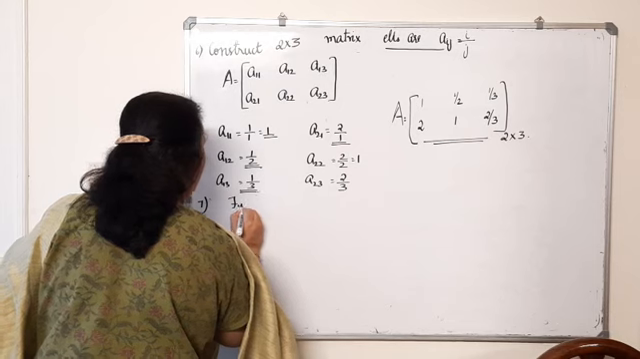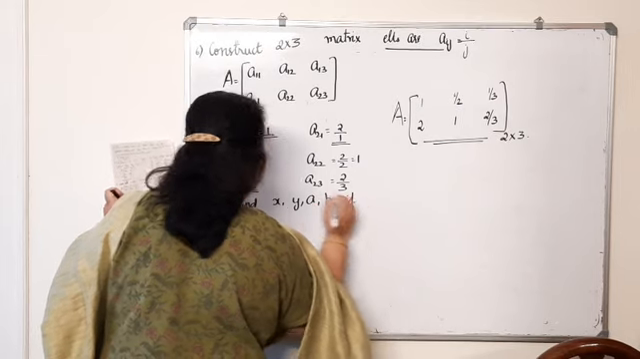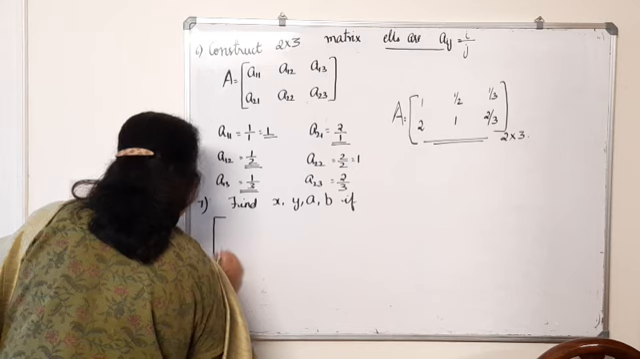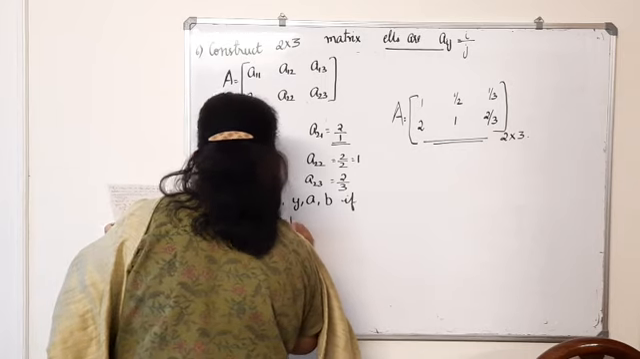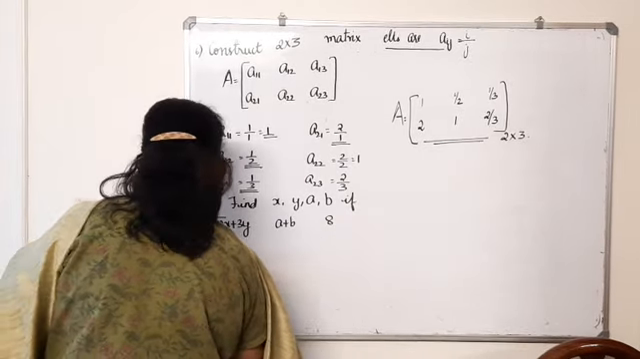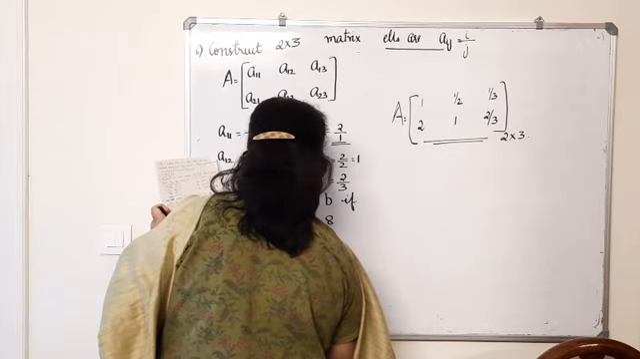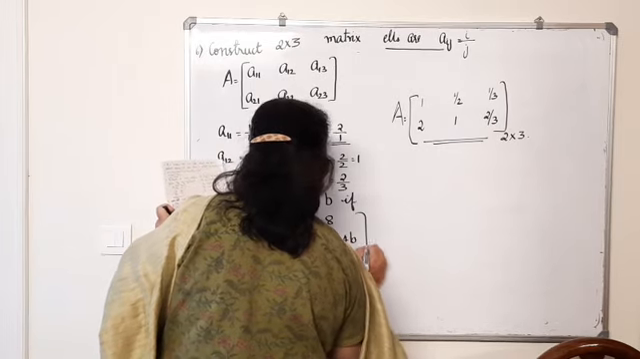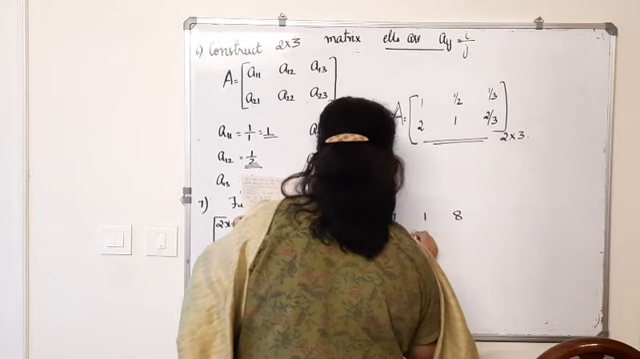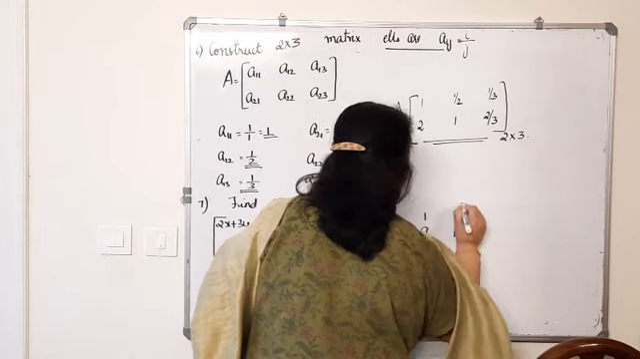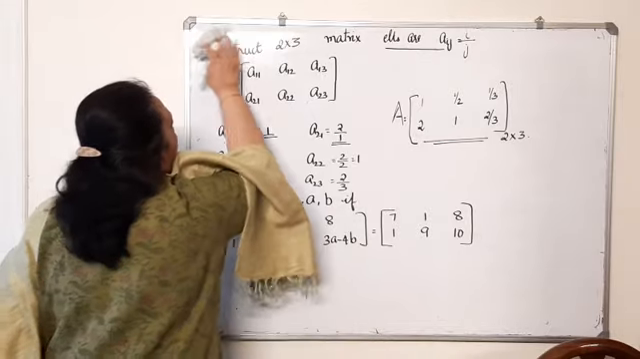Find x, y, a, b if the matrix [2x+3y, a+b, 8; 1, 4x+y, 3a−4b] is equal to the matrix [7, 1, 8; 1, 9, 10]. Find out the values of x, y, a and b.